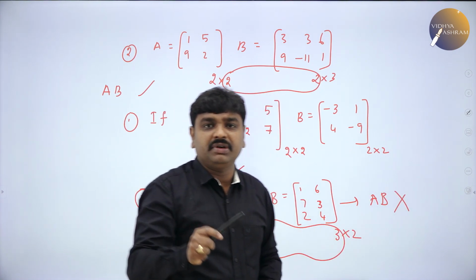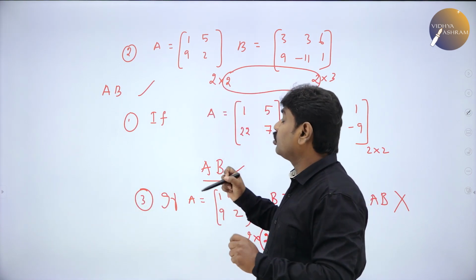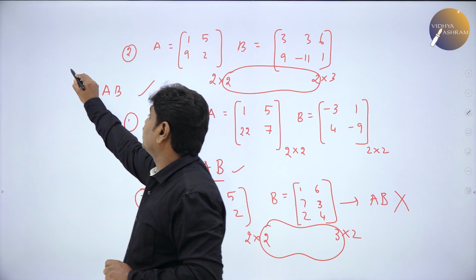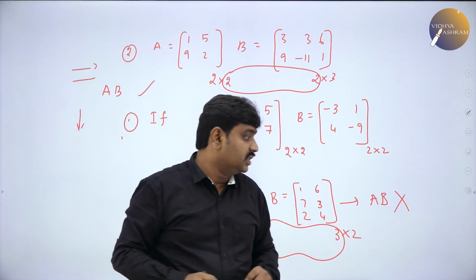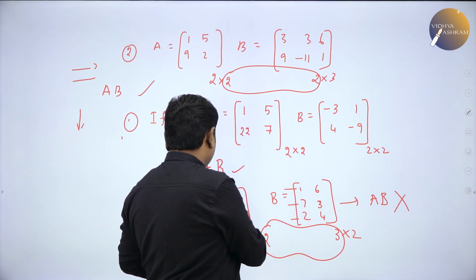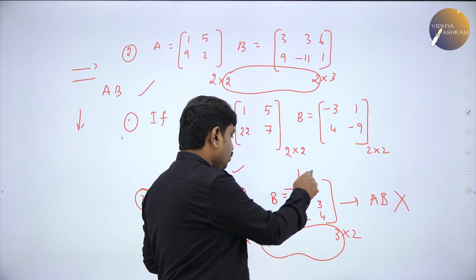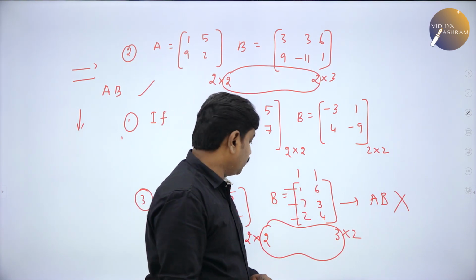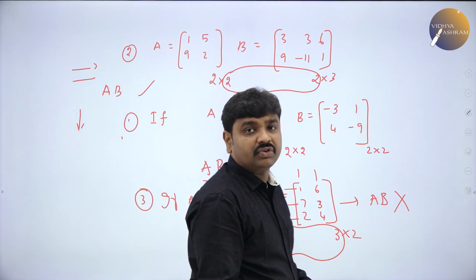If you want to find AB, first you should see the number of columns of the first and the number of rows of the second. If both are the same, how do we write the order? Horizontal we call rows, vertical we call columns. Here the first has 2 rows and 3 columns, the other has 3 rows and 2 columns, so the number of columns of the first is not equal to the number of rows of the second. Therefore we cannot multiply.